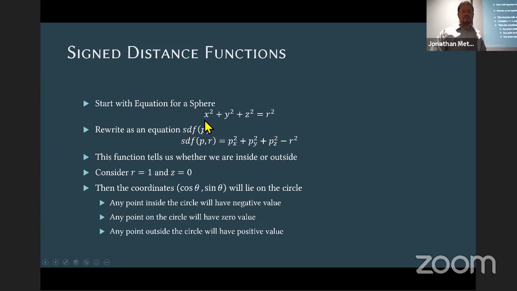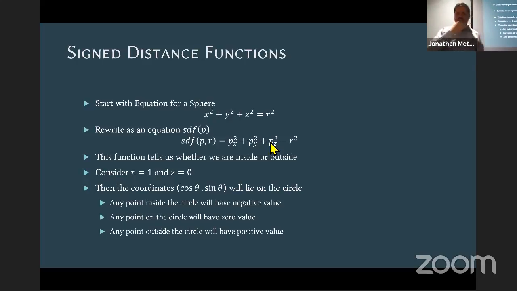If we start with the equation for a sphere, for instance, we can rewrite it as a signed distance function. In other words, we solve everything so that one side is 0 if we're on the surface. Then if we plug in our points and our radius, the signed distance function tells us whether we're inside or outside. If our function is less than 0, we are inside the object, and if it is greater than 0, we are outside the object.